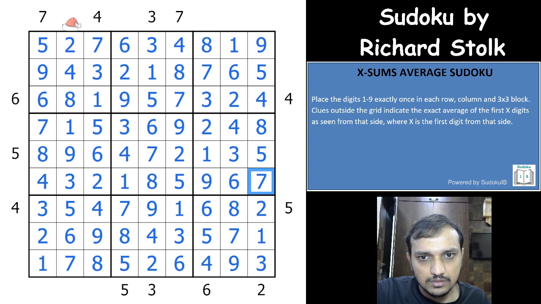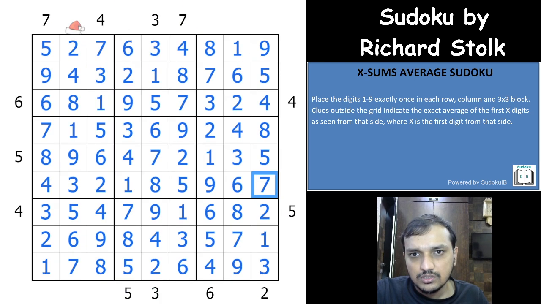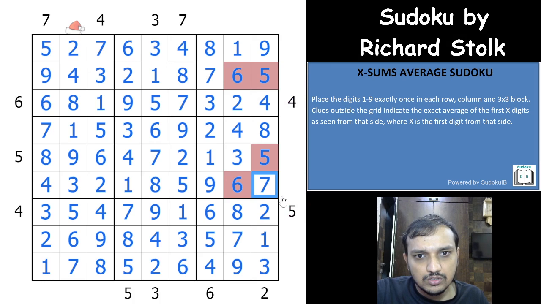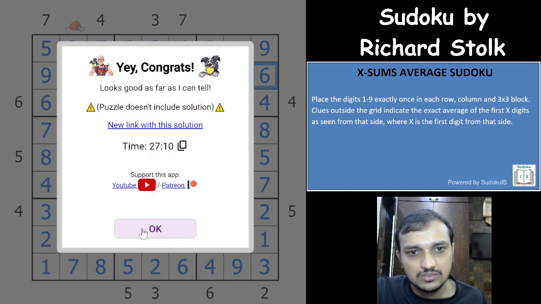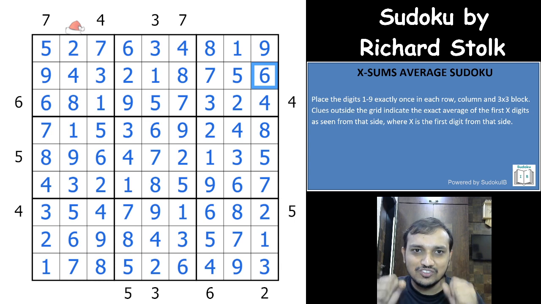Am I right? I'm not sure if I've done anything wrong. Oh, sorry. I'll just check the conflict checker on. See, guys. I knew it. I've done something wrong here. This is 5 and this is 6. It's my symbol that I'll always do a small mistake at the end, and you can see how I did that. But it was an amazing Sudoku.